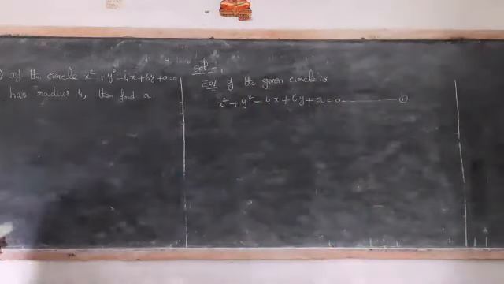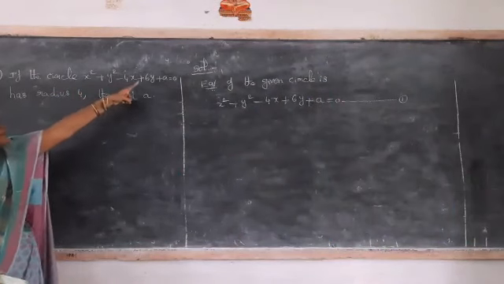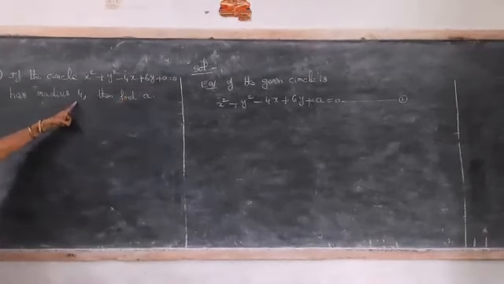We consider one question. If the circle x square plus y square minus 4x plus 6y plus a is equal to 0 has a radius 4.